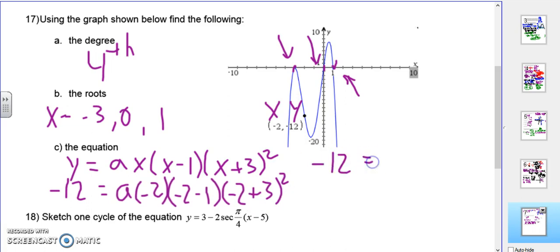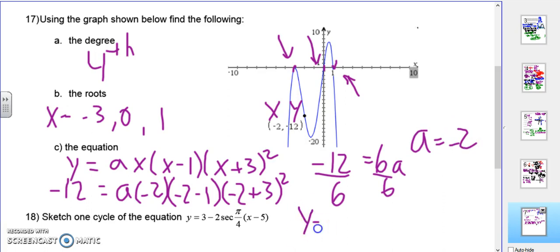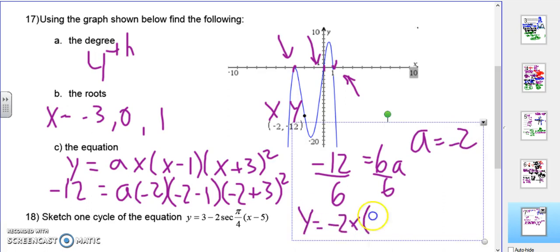So negative 12 equals. So we're going to multiply all this in our calculator. So negative 2 times, let's see, negative 3 times 1 squared is positive 6. So this is 6a. Divide by 6. A should be negative 2. So when I go back and write my equation, y equals negative 2x, x minus 1, x plus 3 squared. And look, it has a negative end behavior, so that's why a is negative.